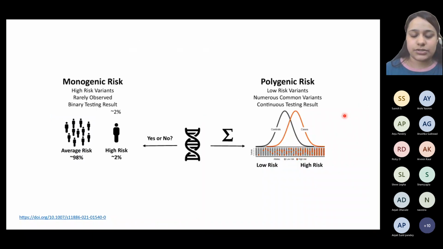So moving on to the next question. Okay, so I had actually also included this particular illustration which says this is a DNA sequence, right? It represents your genome over here. So if it would be a monogenic disease or monogenic risk factor, then these risk variants would rarely be observed in the normal population, and the binary testing results would be obtained.